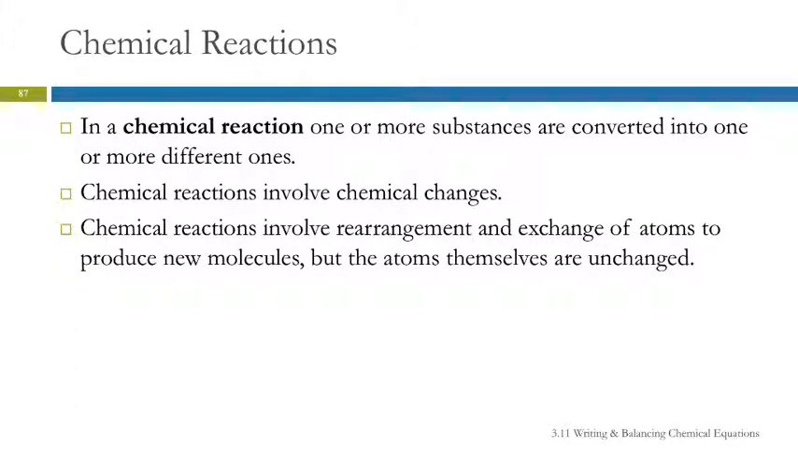Chemical reactions. In a chemical reaction, this is a chemical change. We have one or more substances that are being destroyed and converted into different substances. So the chemical reaction involves a rearrangement and exchange of atoms to produce new molecules. The atoms themselves stay the same.